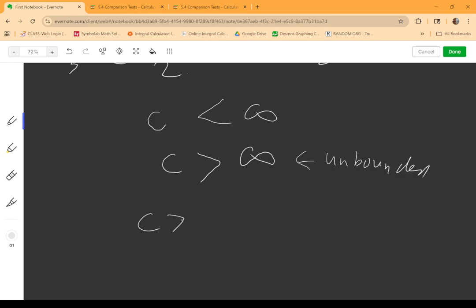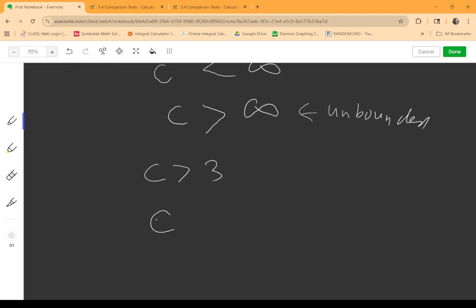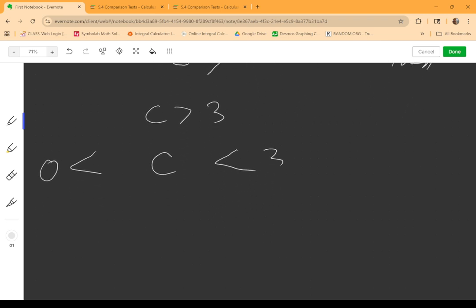And same thing, vice versa. If you show that c is bigger than 3, that also is not helpful if we want to determine whether something is bounded or unbounded, because 5 is bigger than 3, but so is infinity. What is helpful is if we establish that c is less than 3. Because again, these are all positive value series, if it's bounded on the lower end at 0 and up by 3, then I know that it's approaching some finite value in between. So that is helpful.